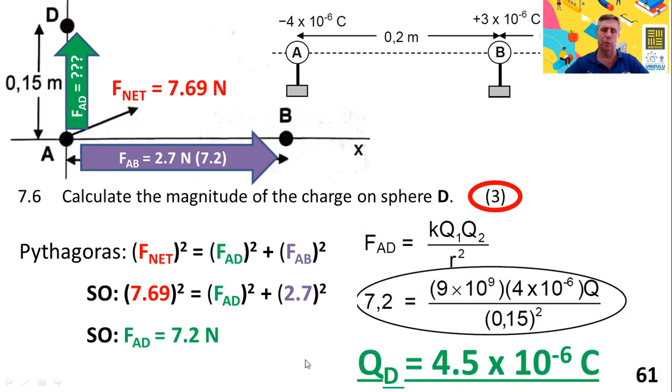Now, I think they were very stingy with marks here. You can see you get just 1 mark for that Pythagoras equation. You get 1 mark for substituting correctly into Coulomb's law, and 1 mark for the final answer. So that was quite a tough one, and you'd have to have worked really fast to complete all of that in 2 minutes.